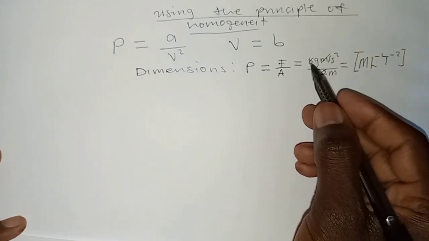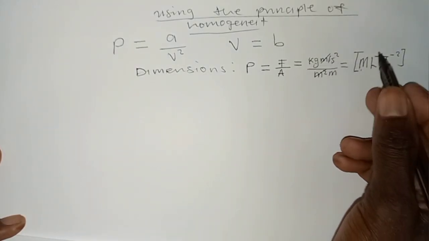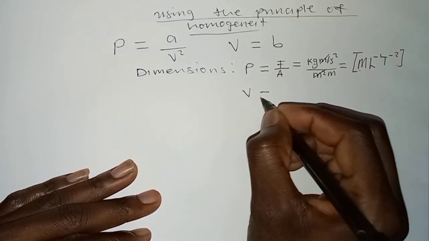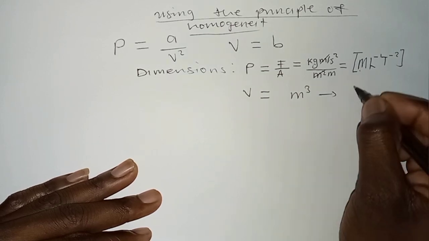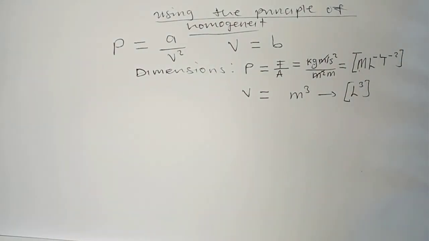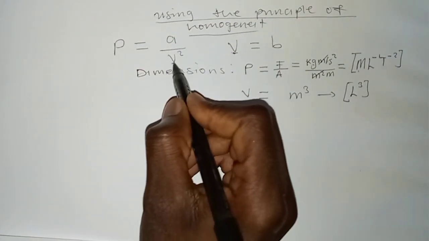Why are we doing that? Because this one is mass M, and the meter squared, if it goes on top, will be L to the power negative 1. We come to volume. Volume is measured in meter cubed. The dimensions are very simple and straightforward. We have volume there, and we also have volume somewhere there.